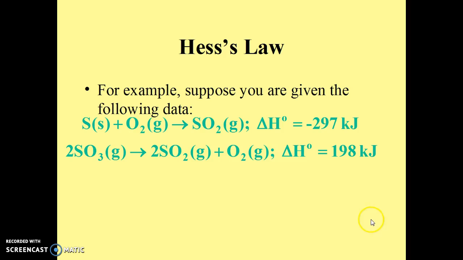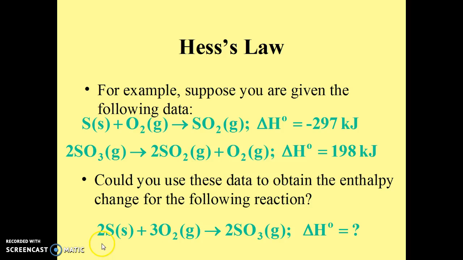So suppose you're given the following data about sulfur reacting with oxygen to form sulfur dioxide and sulfur trioxide decomposing to form sulfur dioxide and oxygen. Could you use this to find out what the enthalpy change of going from sulfur and oxygen directly to sulfur trioxide? Well, sure you could. Here's sulfur reacting with oxygen to form sulfur trioxide. Not something that's easily done. But as you can see, we have the two reactions that can be worked with to find this.